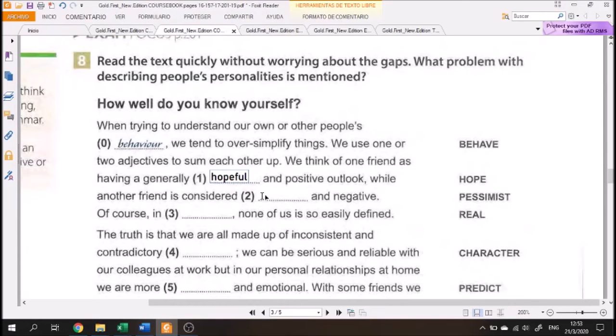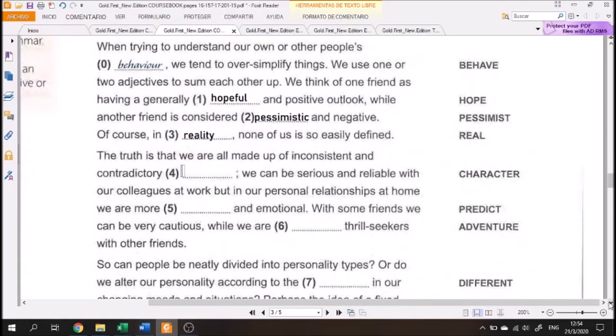While another friend is considered pessimistic and negative. We discussed these adjectives in the previous activities. Of course, we need a noun, an abstract noun. In reality, none of us is so easily defined. The truth is that we are all made up of inconsistent and contradictory... we have two adjectives, so we need a noun, so those adjectives make sense. And be careful, make sure they are singular or plural.